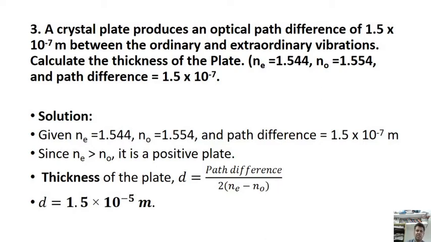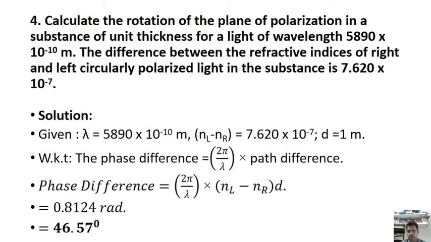Knowing this concept, next we go to the fourth problem. Here, calculate the rotation of the plane of polarization in a substance of unit thickness for light of wavelength 5890 into 10 to the power of minus 10 meter. The difference between the refractive indices of right and left circularly polarized light in the substance is 7.62 into 10 to the power of minus 7.